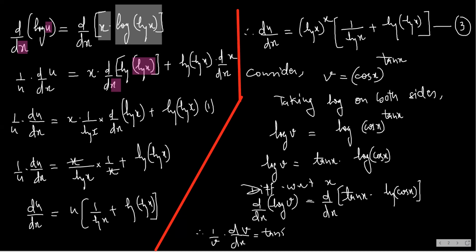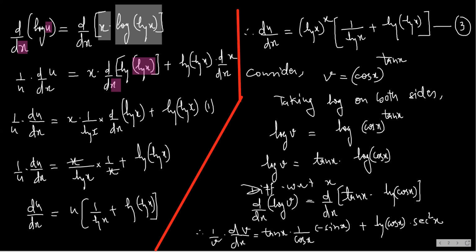So tan x d by dx of log of cos x, that is 1 upon cos x into derivative of cos x, which is minus sin x. See, this is what I meant. You can write it directly. What is it? It is 1 upon cos x into derivative of cos x, which is minus sin x, plus now you have log of cos x and derivative of tan x, which is sec square x.